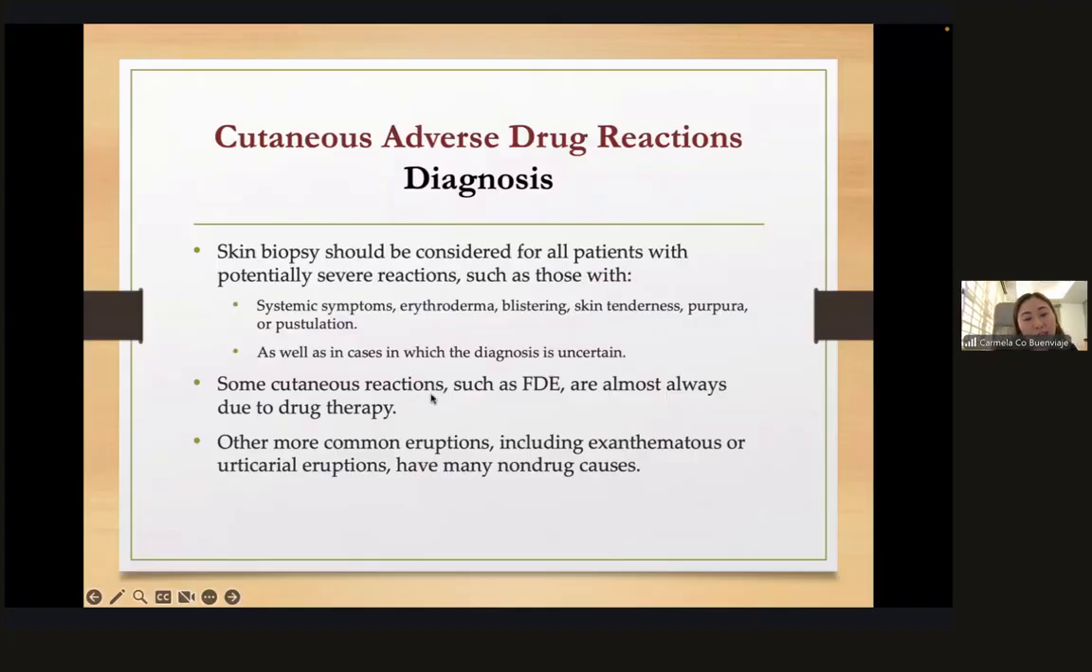So some cutaneous reactions, such as fixed drug eruption, are almost always due to drug therapy. So if you see lesions classic for fixed drug eruption, more or less it's due to a drug. But for other eruptions, including exanthematous drug eruption or urticarial eruptions, of course, they may have non-drug causes, in which case we should consider the differentials.